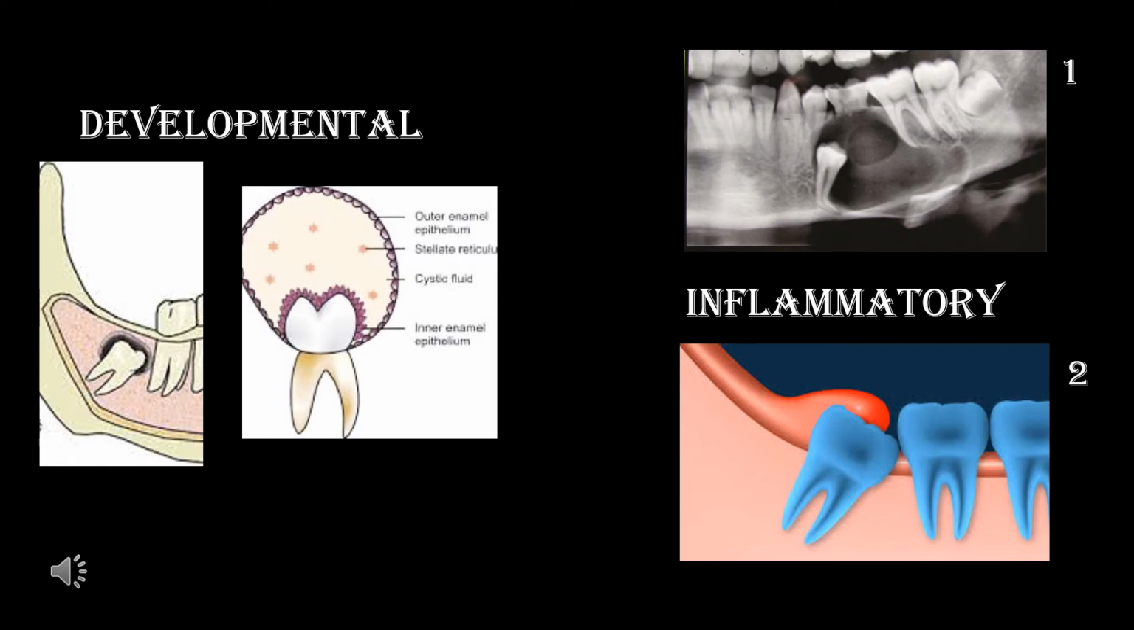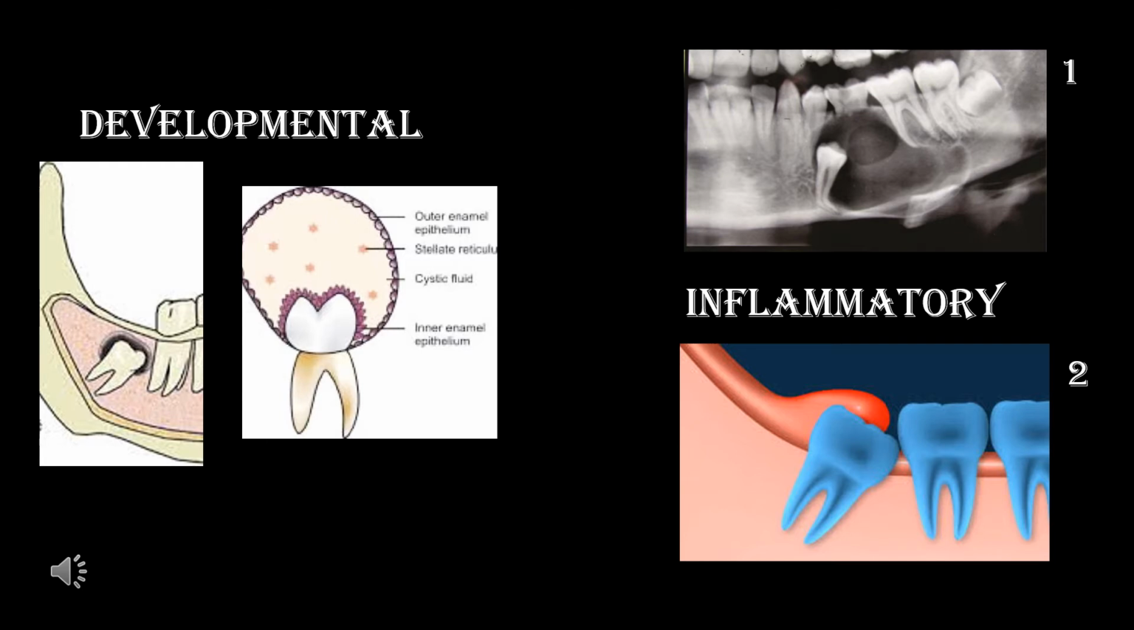The other example is you can see a partially erupted mandibular third molar. That partially erupted third molar has a small tissue flap over it. We call it pericoronitis. If the pericoronitis occurs again and again, that might turn into a dentigerous cyst. This very rarely happens, but sometimes this type of dentigerous cyst also happens.